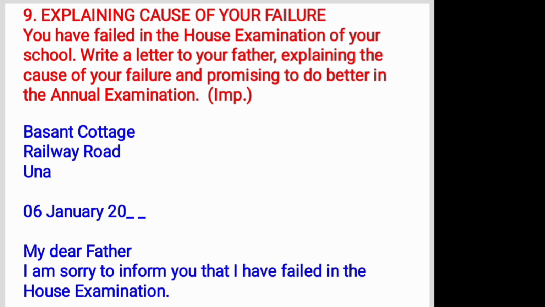Next question. Explaining cause of your failure. Question. You have failed in the house examination of your school. Write a letter to your father explaining the cause of your failure and promising to do better in the annual examination. This is an important question. First of all, write the sender's address like this: Basant Cottage, Railway Road, Unna. Then leave one line, then write date 06 January 2000, then write year.